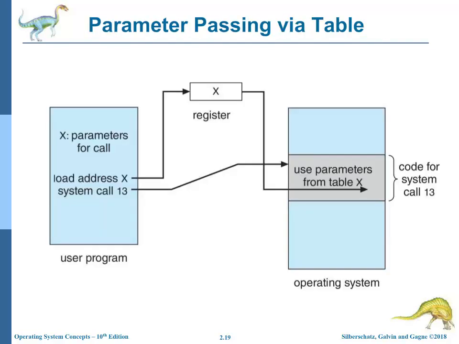In this figure, we can see X represents the parameters for the system call. We load those parameters into a block, and we pass the address of the block into the register. From this address, the system call can get the parameters.